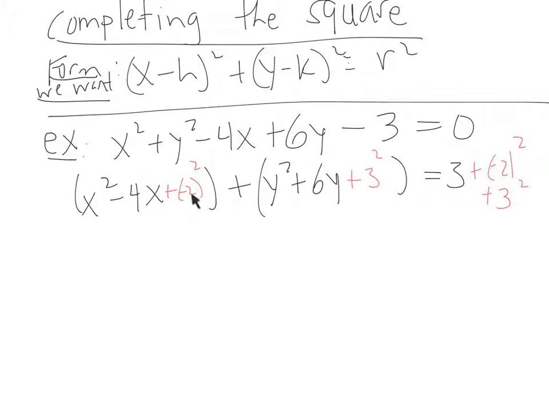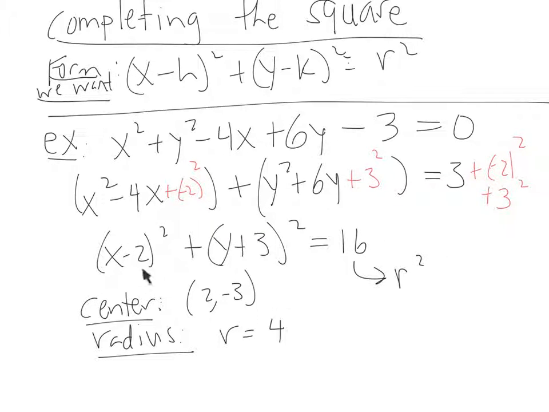But remember, because we did it over here, we got to do it over here too, on the other side of the equation. So we're going to add the minus 2 squared here and the 3 squared here. Remember, this will be 4 and this will be 9. Okay. And then we have perfect squares. So this thing is x minus 2 squared. This thing is y plus 3 squared. Okay. And then if I add 3 plus 4 plus 9, I get 16.